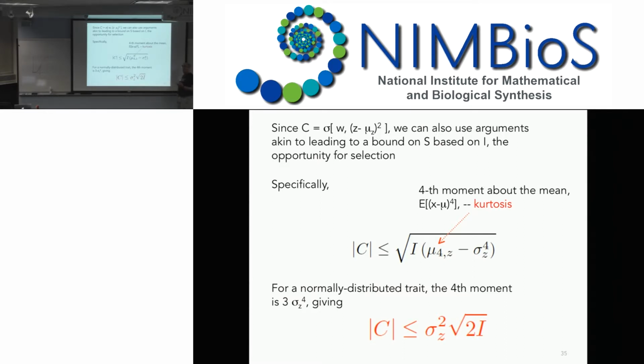So just like you can bound the change in the mean with the opportunity of selection, you can also bound the variance with the opportunity for selection. If you don't have normality, then you've got this more elaborate expression, but again, it still gives you a bound. That's the quadratic selection differential.